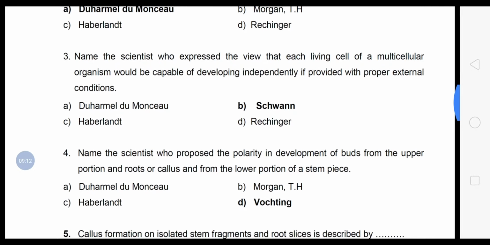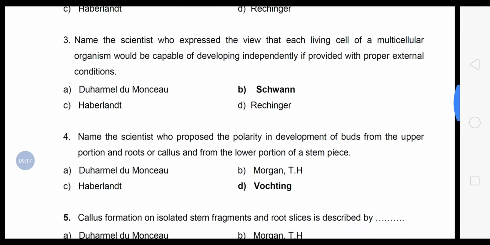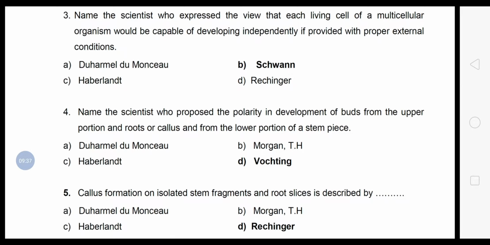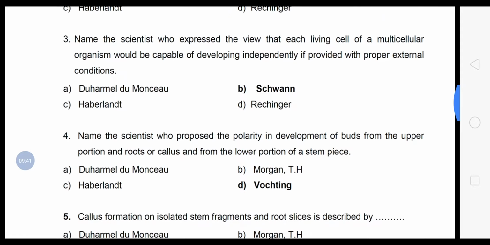Name the scientist who expressed the view that each living cell of a multicellular organism would be capable of developing independently if provided with proper external conditions. That was Schwann. I repeat, the scientist who expressed this view was Schwann. Schwann is also known as the father of cell culture.